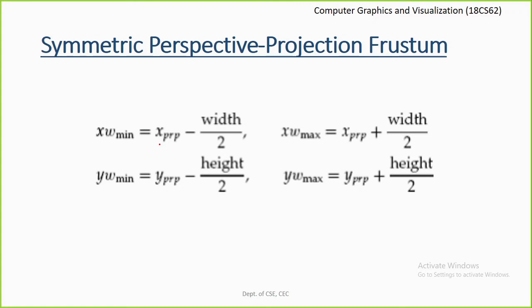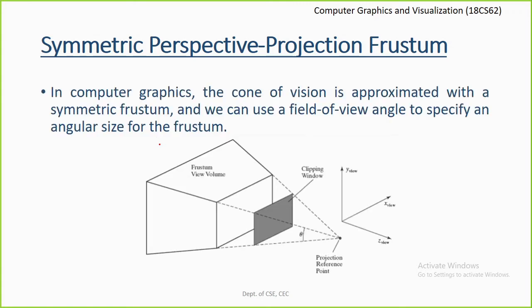Now, in computer graphics, the cone of vision is approximated with a symmetric frustum, and we can use the field of view angle to specify the angular size of the frustum.